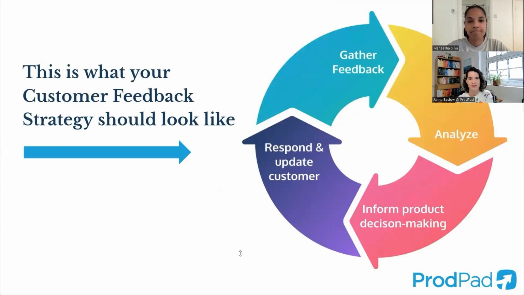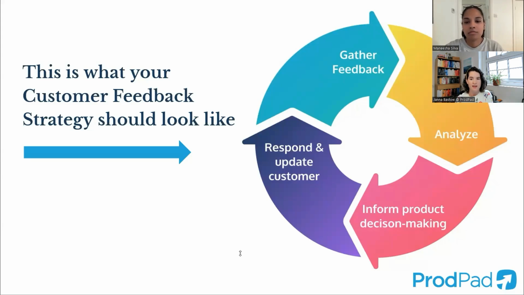So let's dive in. Talking about strategy, your overall customer feedback strategy should look something like this. You should have effective, consistent, always-on channels through which you can reach your customers and get direct feedback. Understand what they think of the product, what their problems are, what they need help with. Then you need to take that feedback and analyze it, looking for themes and trends.